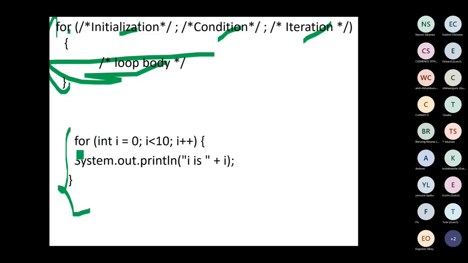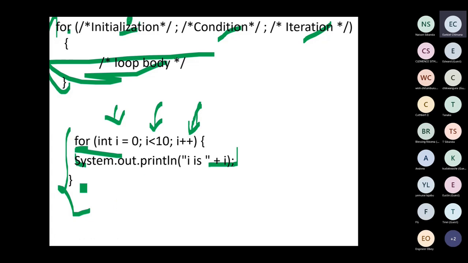So we have the for keyword, and then this initialization, where we initialize the variable that we are going to use to loop through: int i = 0. Then here we put our condition. We check if i is less than 10. And then here we put our increment, or iteration. And then this is the block that we are going to execute.